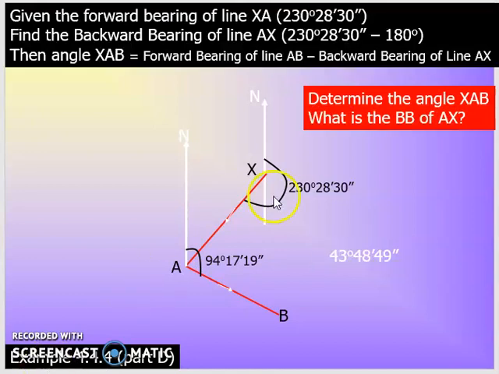So you go and find the backward bearing of the line XA. The backward bearing of line XA, that means this angle here, will be equal to the forward bearing subtract away 180 degrees. So once you have that, you can take your 94 degrees, 17 minutes and 19 seconds, subtract away this angle. When you do that, your answer should be 43 degrees, 48 minutes and 49 seconds.